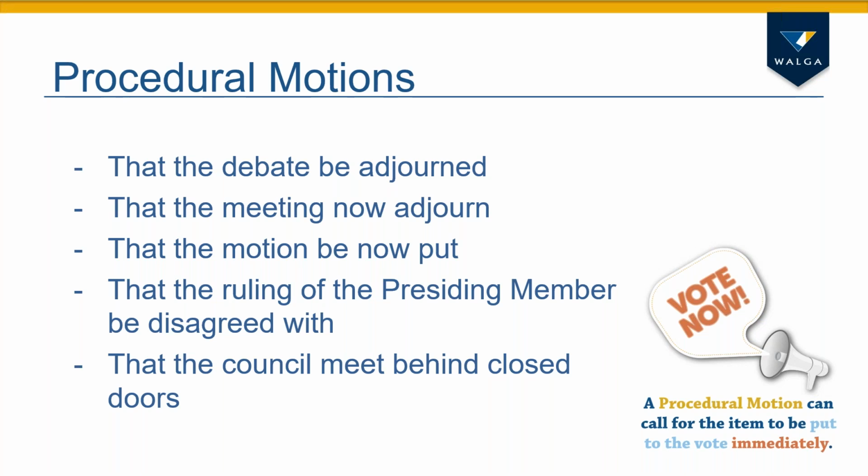That the meeting now adjourn has the effect of the meeting ceasing at that point, with the minutes recording the date and time that the meeting stopped and the persons in attendance at that time. The meeting is then reconvened at another date or time, the same point in the meeting at which it was adjourned, with the meeting then continuing to complete the business left unattended in the agenda. That the motion now be put, debate immediately stops and the presiding member puts the motion to the vote.